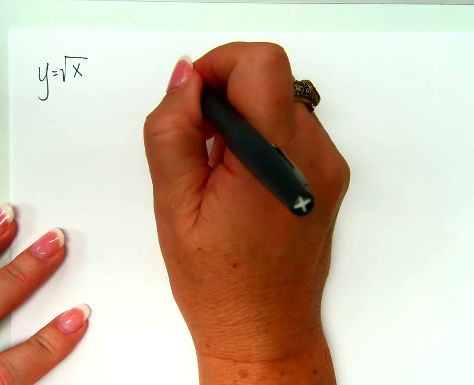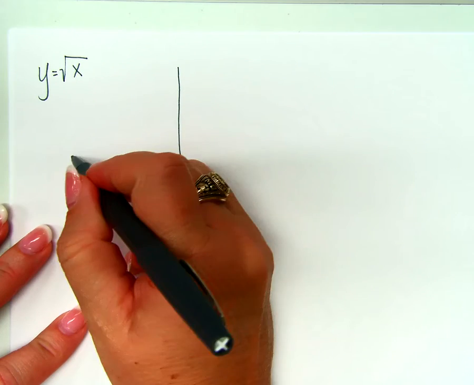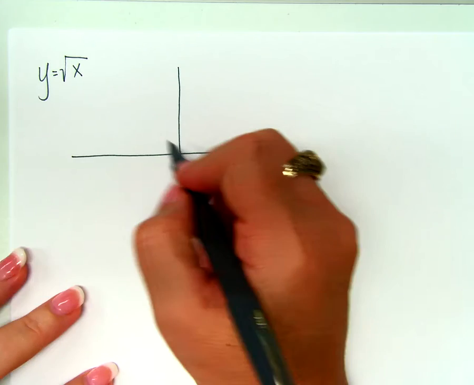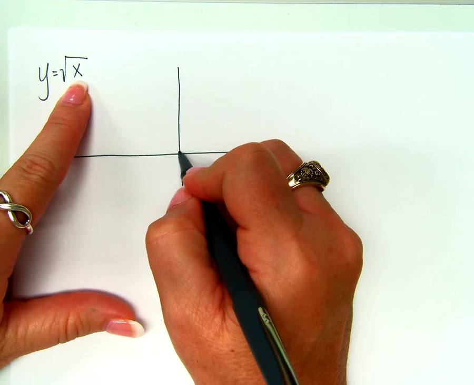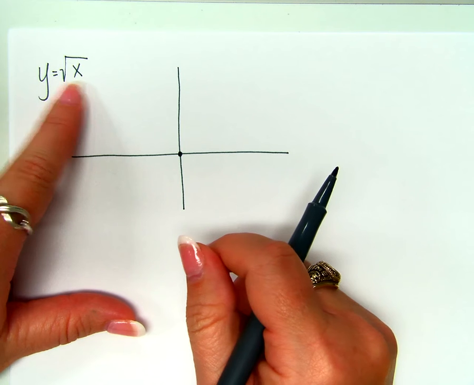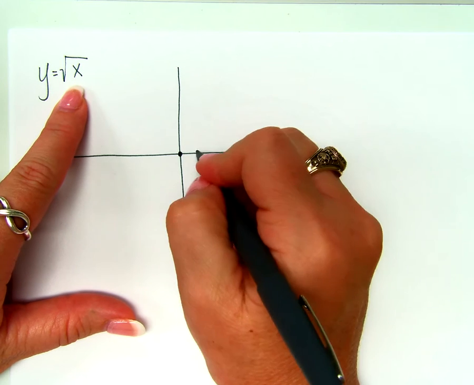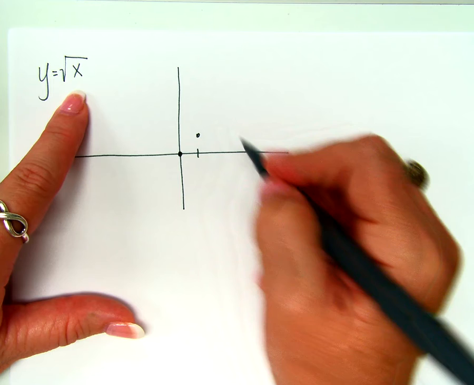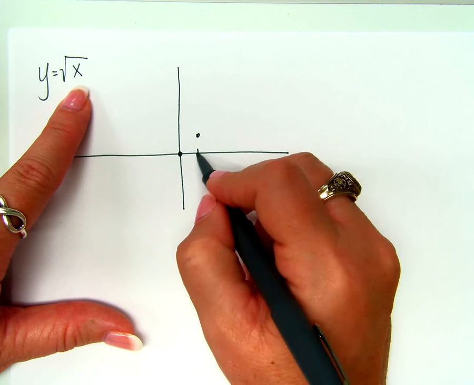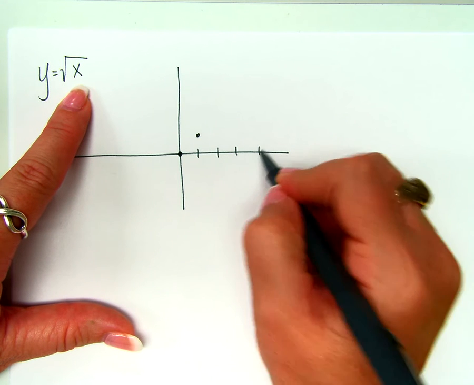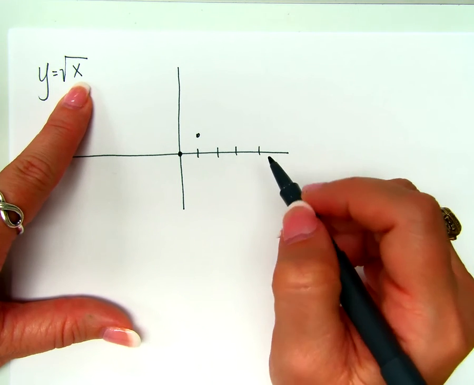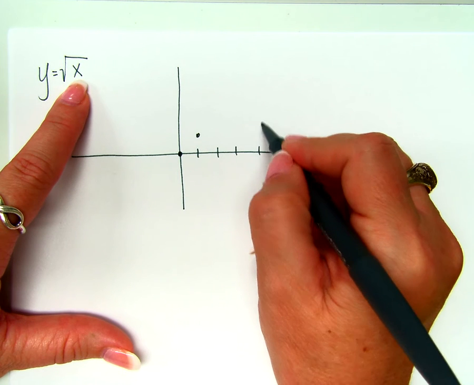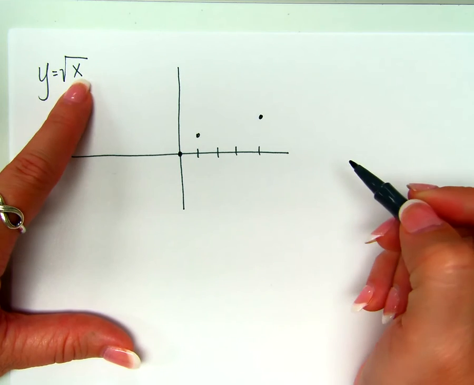First of all, let's talk about what the graph looks like. Well, if x is 0, what is y? 0, right? If x is 1, what is y? 1. Square root of 1 is 1, right? If x is 4, what is y? Why did I choose 4? Because I know the square root of 4, don't I? If x is 4, y is 2, isn't it?